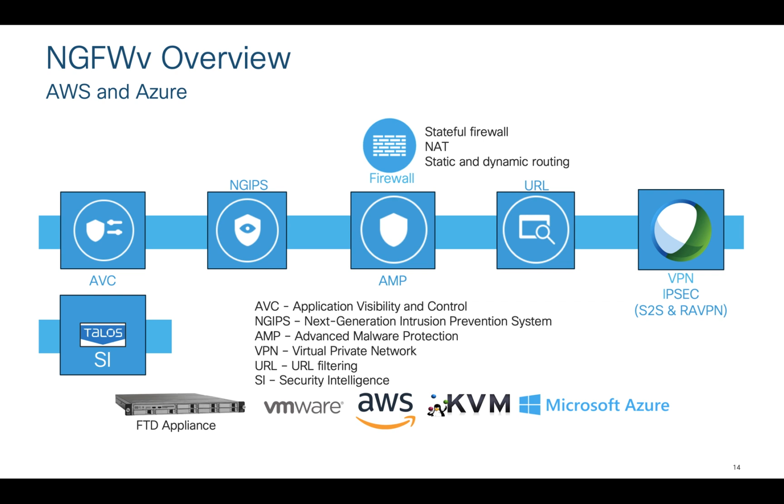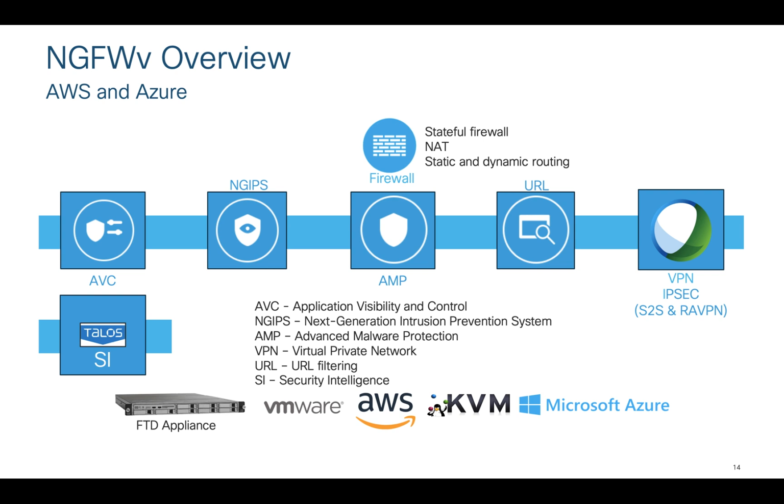Also, the biggest use case is VPN for cloud, because you will definitely have remote access users who will be terminating their AnyConnect VPN on this device. So AnyConnect VPN is supported on next generation firewall. Then we have security intelligence. We get all our intelligence from Talos. Any kind of threat that is detected across the globe is updated in Talos, and the same kind of intelligence can be brought down to your virtual appliance level as well.